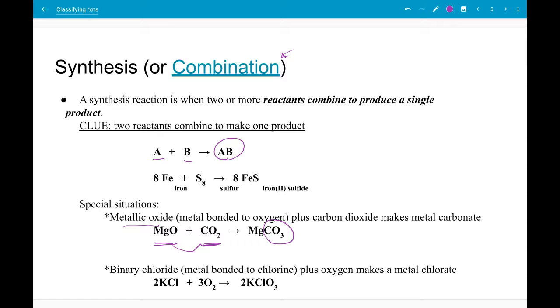The other special situation is a binary chloride, so something bonded to chlorine. So it's probably lithium, sodium, potassium, something like that. And oxygen are going to make a chlorate bonded to that metal. So be very careful when you see either these reactants or these products. It will help you to determine what those reactions are.